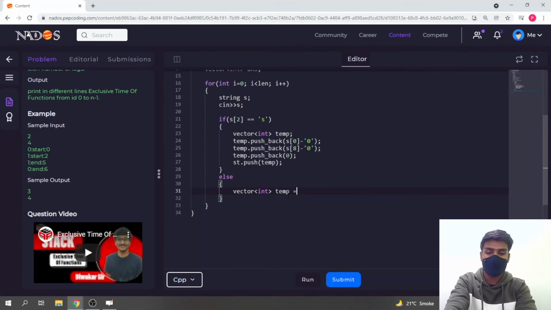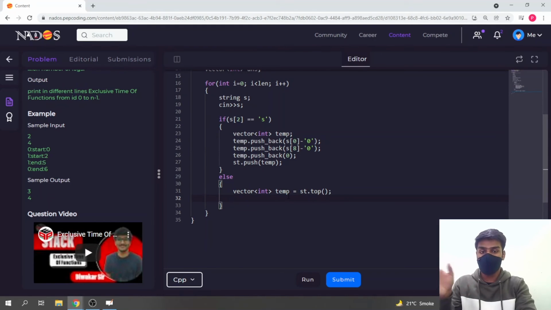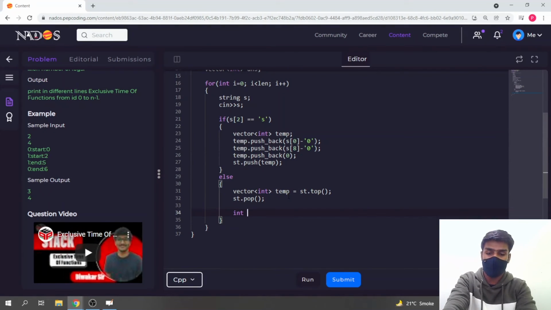Let's take it temp only. And then I have to take the value which is at the top of the stack now, before popping it, because we have come to the end and then we have to pop it from the stack. So what we will do, we will first store the value, then we will pop it down.